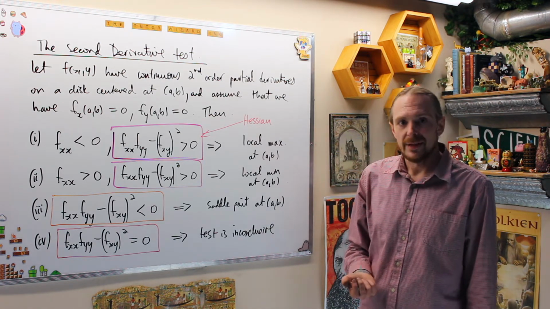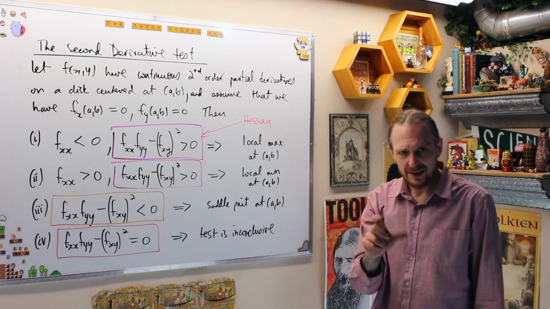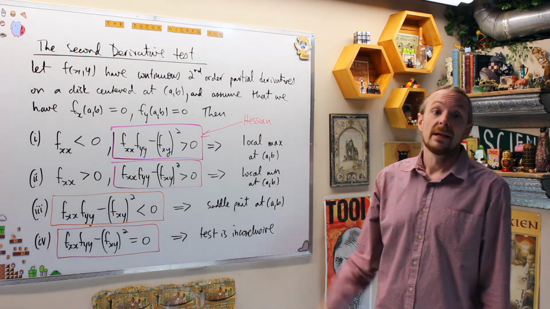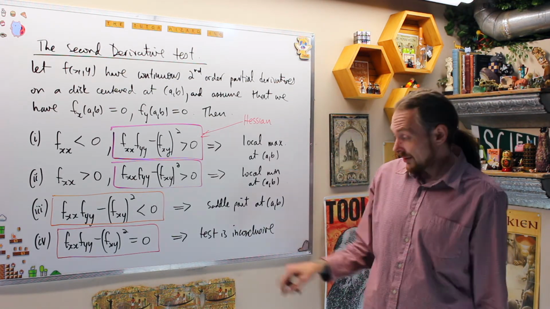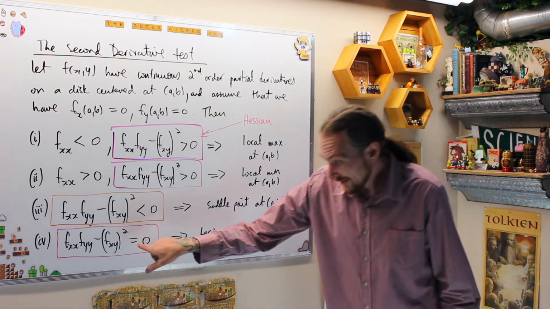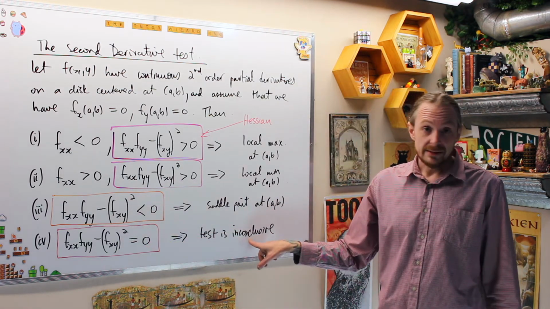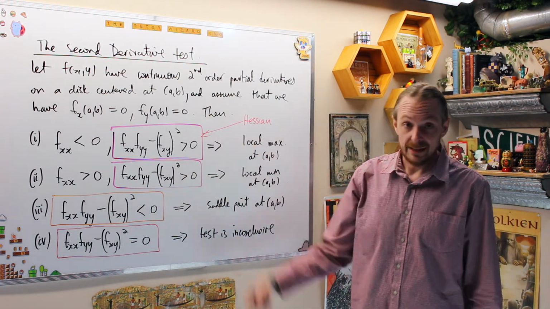That means using the steps of the first derivative test, finding when the partial derivatives are 0, finding the critical values, and doing all that kind of business. You'll have to go back to that or something else, because if this is exactly 0, you can't use the test anymore. Be careful. It has to be positive or negative.